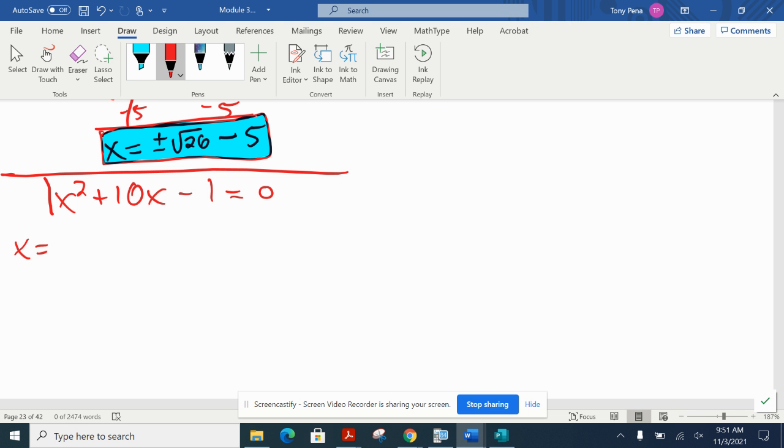Plug this equation into that formula, and we should get the exact same answers.